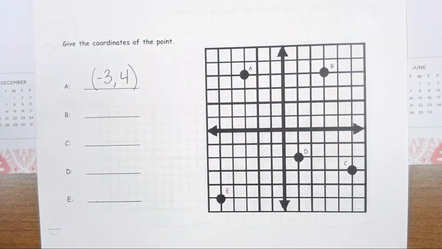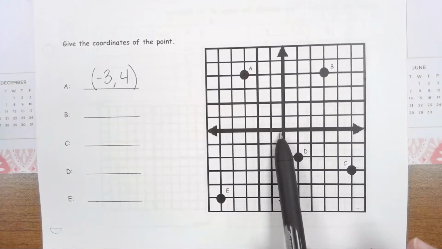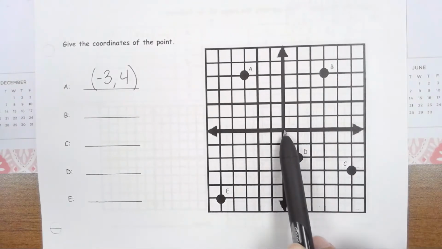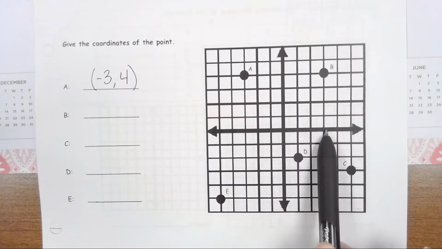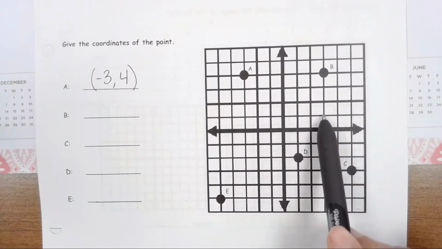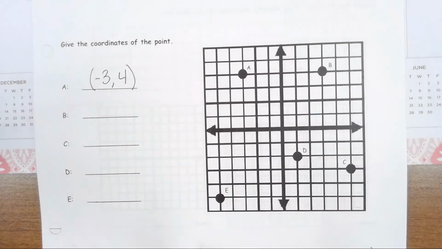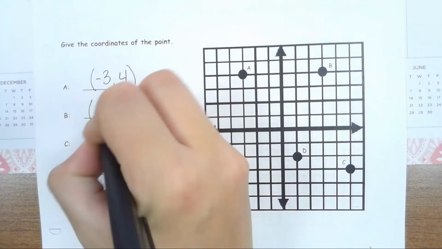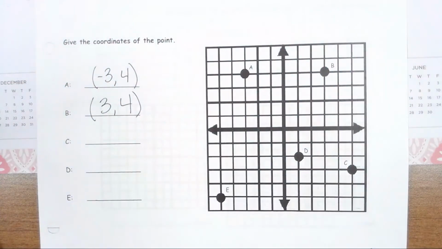And please remember, we always put parentheses around our ordered pairs. Okay, so let's try B. So B is over here, so start at the origin. We're going to go to the right, 1, 2, 3, which means that it's a +3, and up 1, 2, 3, 4. So that means that it's a +4. So that ordered pair is 3, 4.